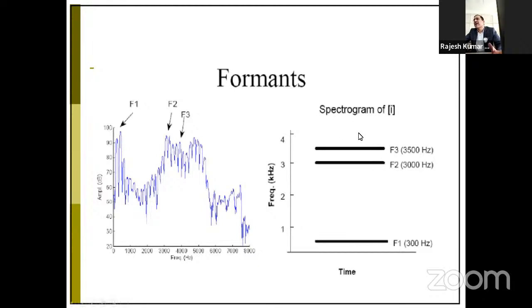So if you plot this spectrum in the frequency domain, you'll sharply see the formant frequencies F1, F2, F3. Normally this F1 is around 300 Hertz, F2 is around some 3000. This will vary from speaker to speaker. So these are the formant frequencies. Formant frequencies are the frequencies of resonance of the vocal tract, the mouth.